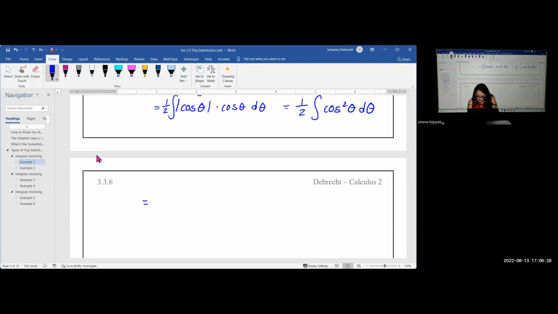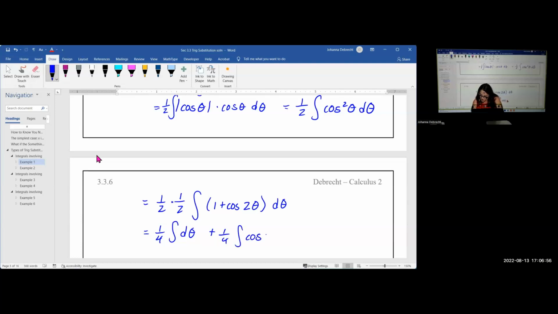So this is going to give us 1/2 for this 1/2 times another 1/2 for the formula, the integral of 1 plus the cosine of double the angle, so double theta becomes 2 theta, d theta. Now this is going to give us a 1/4 the integral of d theta plus 1/4 the integral of cosine of 2 theta d theta. Now I won't go through all the steps, but go ahead and pause the video so that you can work it out, and then turn the video back on and we'll compare answers.